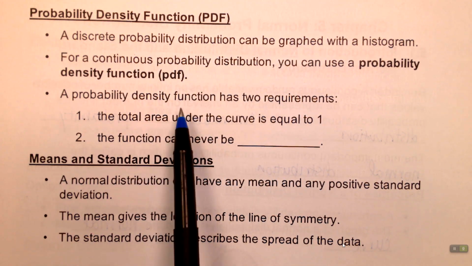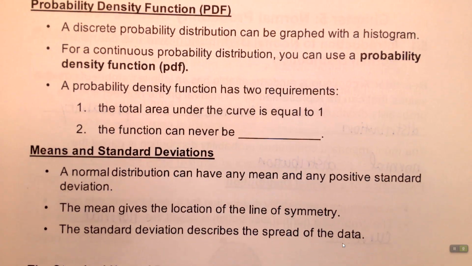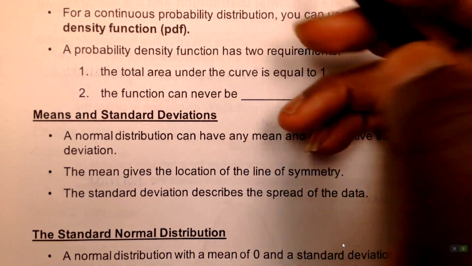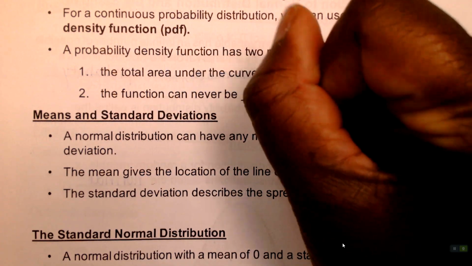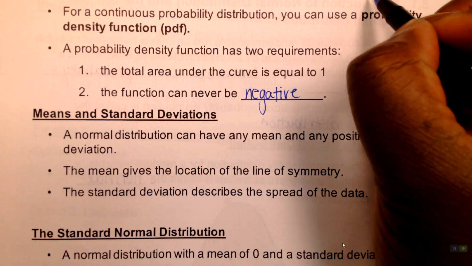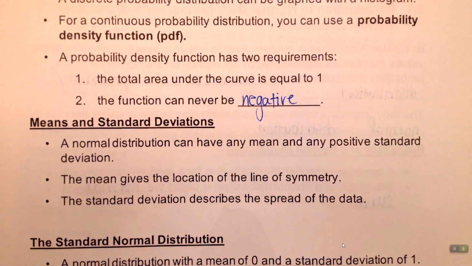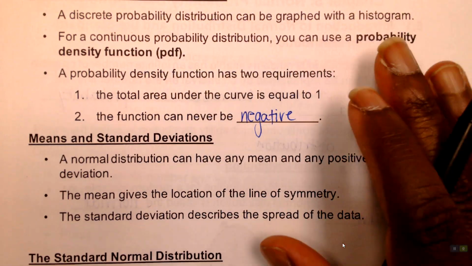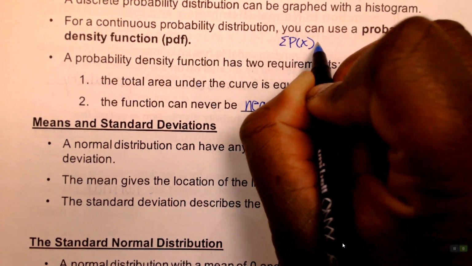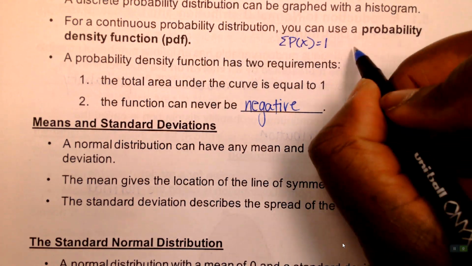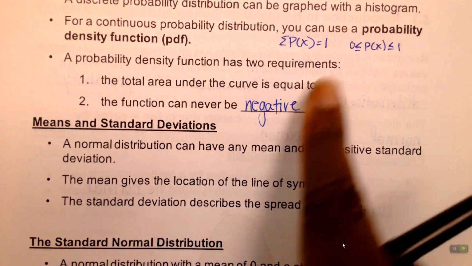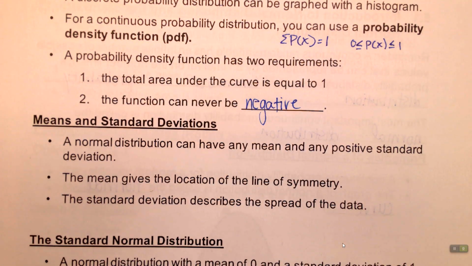A probability density function has two requirements. The total area under the curve must equal 1, and the function can never be negative. So it still has those characteristics. It's just listing it out this time. Remember, with probability distribution, we had to check to make sure they all added to 1, and we had to check to make sure each of those probabilities were between 0 and 1. Same characteristics, just written out this time.